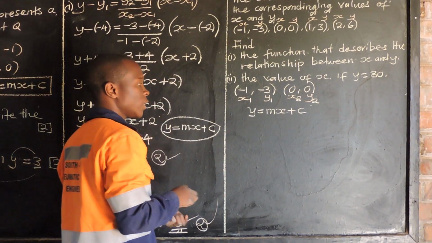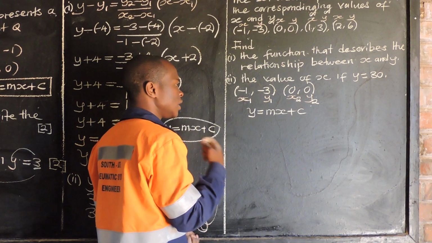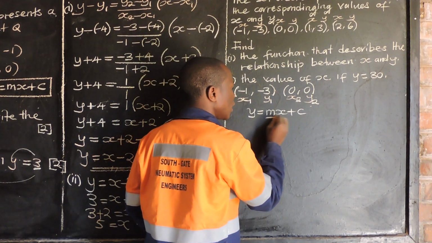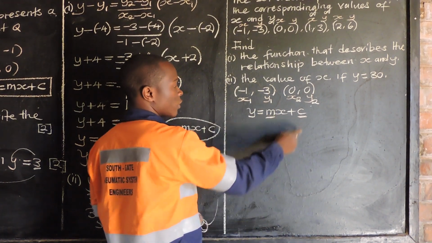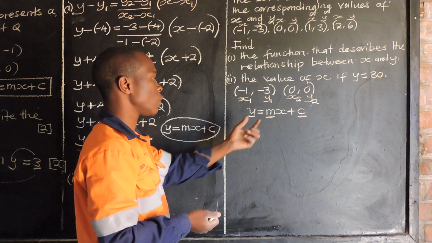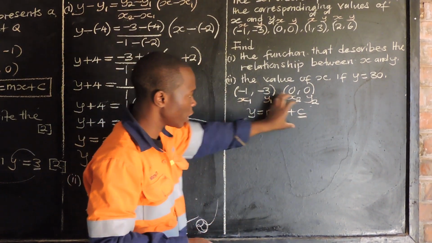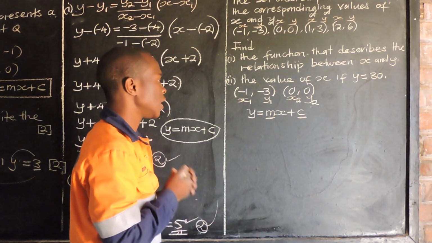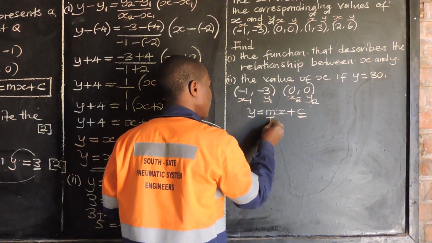In this equation, what is only needed is m and c. Only these two are important. You need to find m, you also need to find c. So after finding the value of m and the value of c, you just substitute in this equation, and that becomes your formula. Are we together? So let us find m, guys.